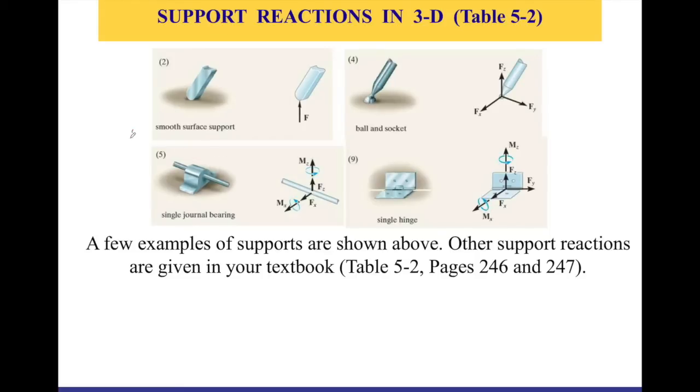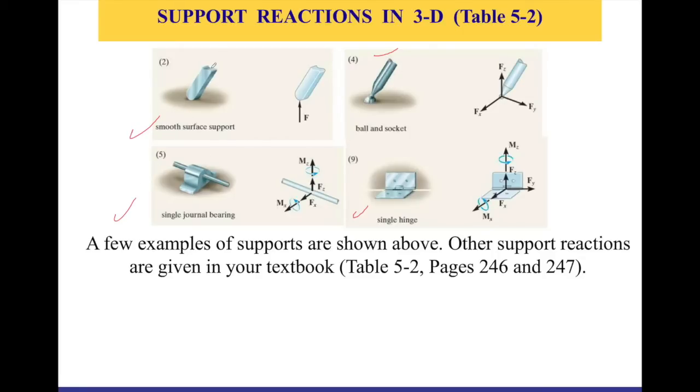So you have the smooth surface support, a single journal bearing, the ball and socket, as well as the single hinge. Those are a few examples, and if you want to look at the complete list of all available support reactions in 3 dimensions, you can go to table 5.2 in the textbook, on pages 246 and 247. So how are we going? We understand that these are going to be called support reactions.